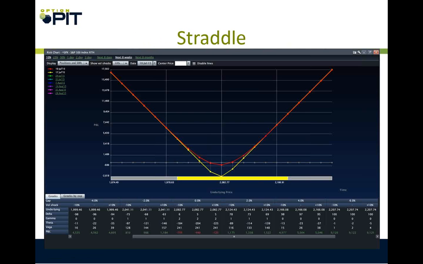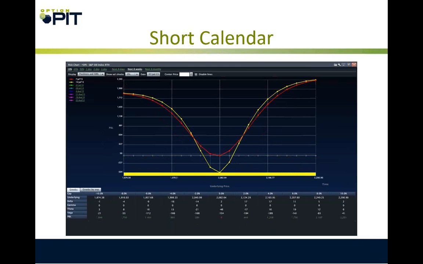So this is a long straddle. This is the risk profile of a long straddle. This is the risk profile of a short calendar. Seems similar?